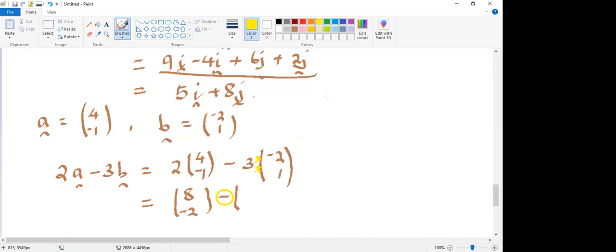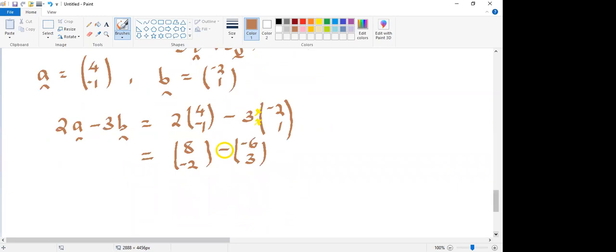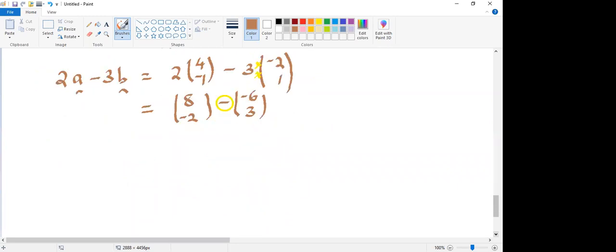So we shall have, what did you say that we have? We are going to have 8 negative 2 minus negative 6 3, because our negative has not yet been used, it hasn't been effected. So we move with negative 6 and 3. Okay. So the final answer will be 14 negative 5.